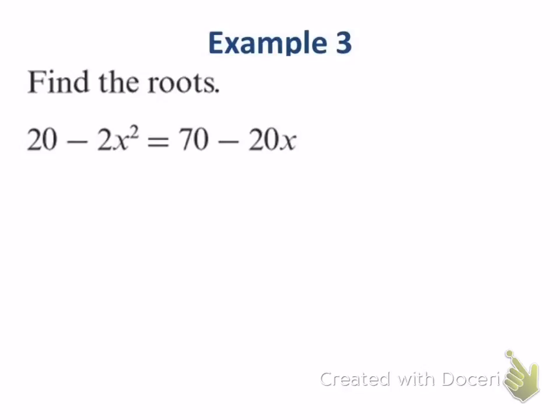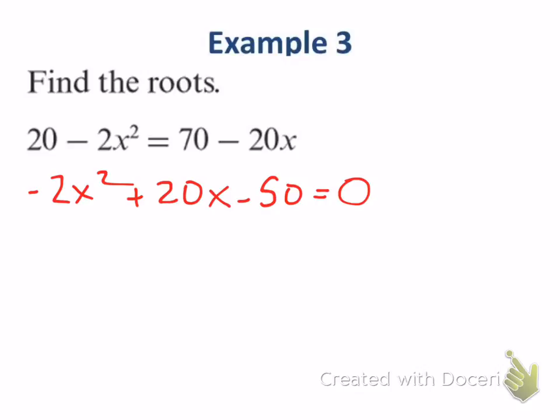What would we do first here? Subtract 70. I need to get everything equal to 0 and get this in standard form, right? So negative 2x squared plus 20x minus 50 equals 0. I think that's right. Right? I added 20x to both sides. I subtracted 70 from both sides and then arranged my terms in descending powers of x.